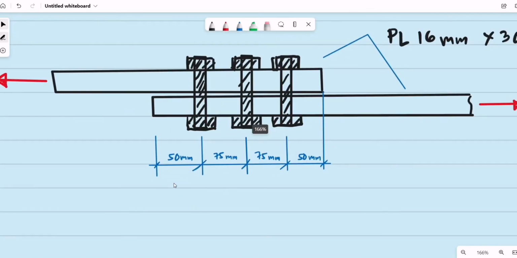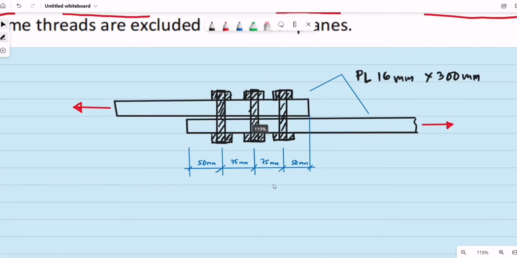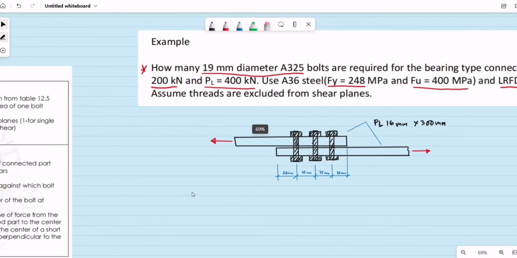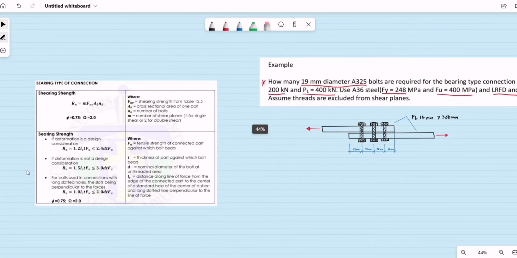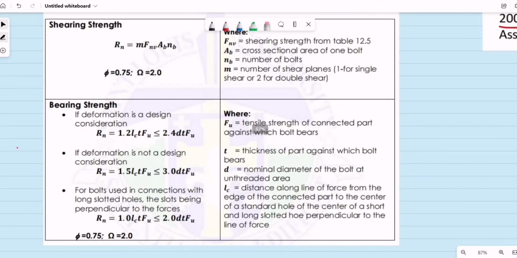So we have this spacing, we have 50 mm from the edge of each plate to the center of this bolt. Then the center to center distance of the bolts will be 75 millimeters. Okay, so if you are to go back to our reference, let's try first the bearing strength.